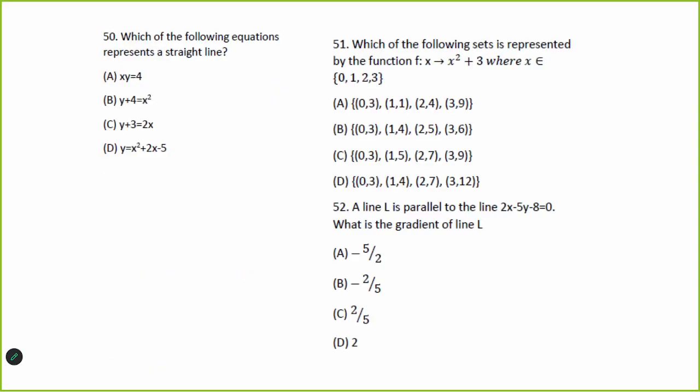Which of the following represents the equation of a straight line? Anything with squared would be incorrect. Anything multiplying the two unknowns is incorrect. So the answer is C.